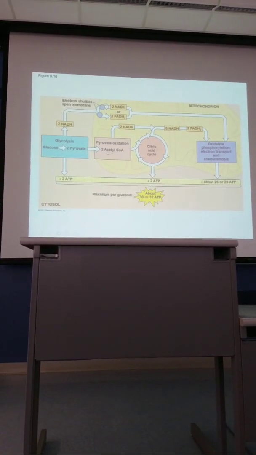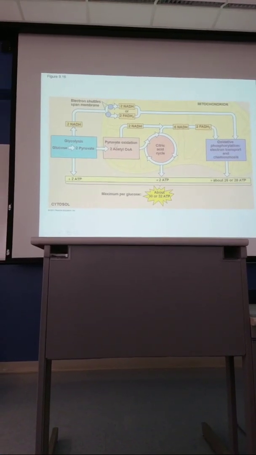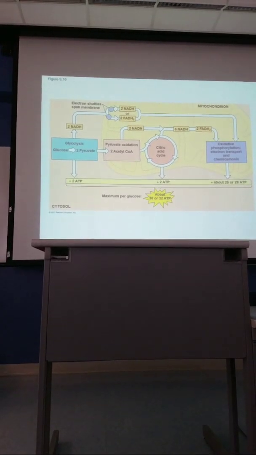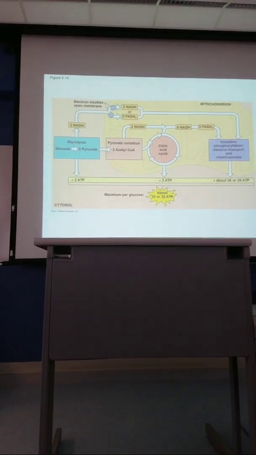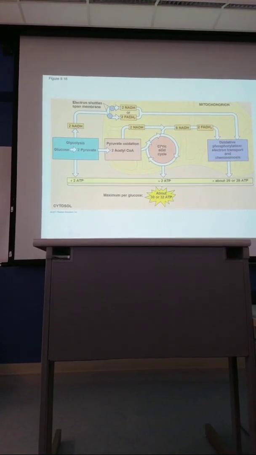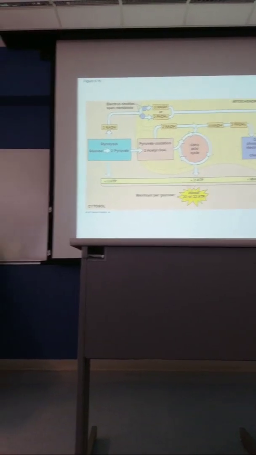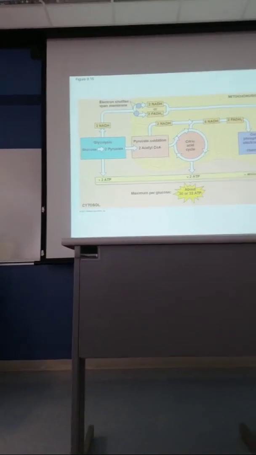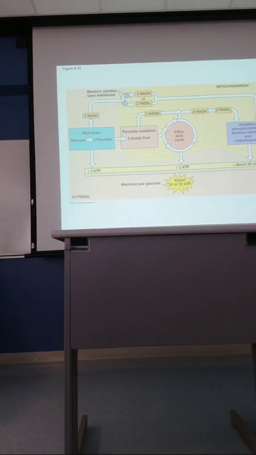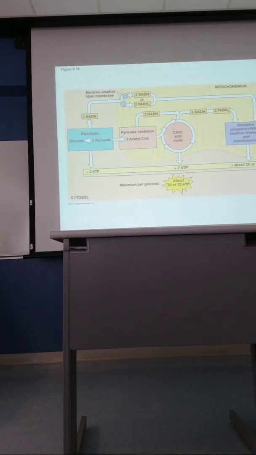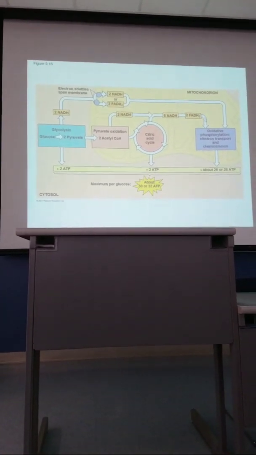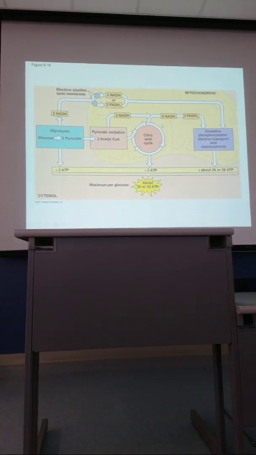Here, the pyruvate will be oxidized. It will lose a carbon dioxide and become just the acetyl group, a 2-carbon compound. That will then combine in the citric acid cycle with oxaloacetate to make the 6-carbon citric acid. Out of the citric acid cycle come 6 NADH and 2 FADH2 that go into oxidative phosphorylation.